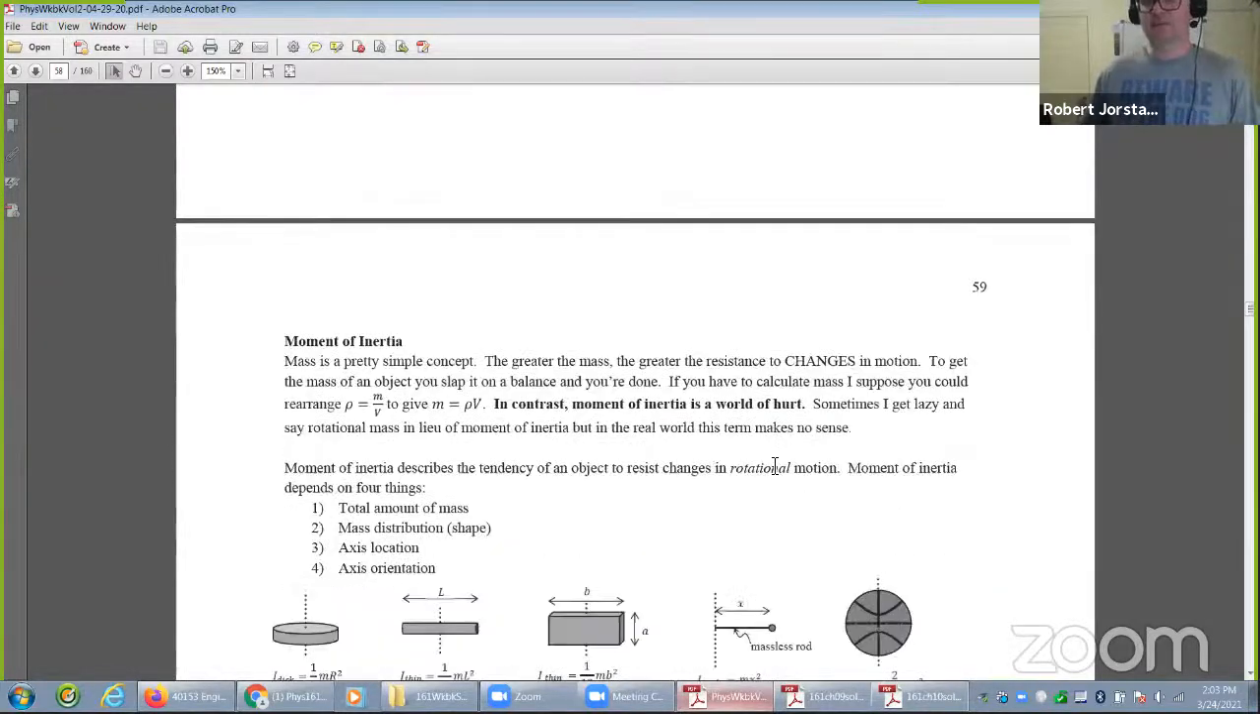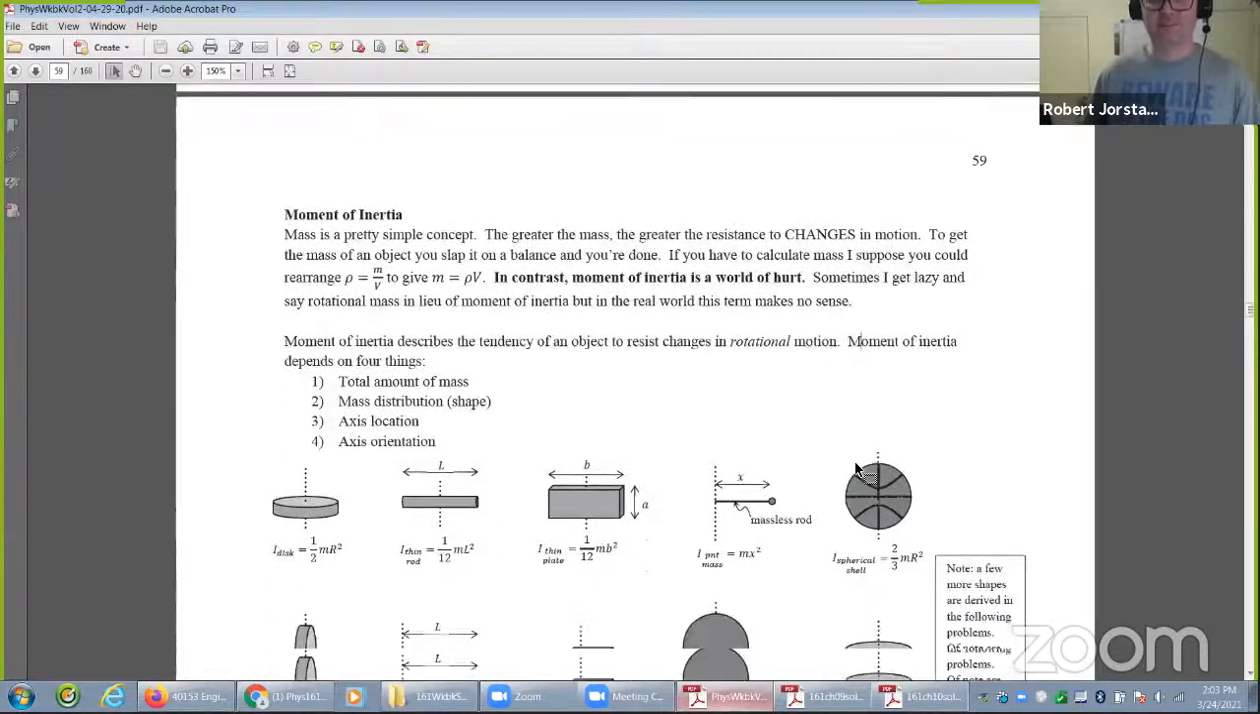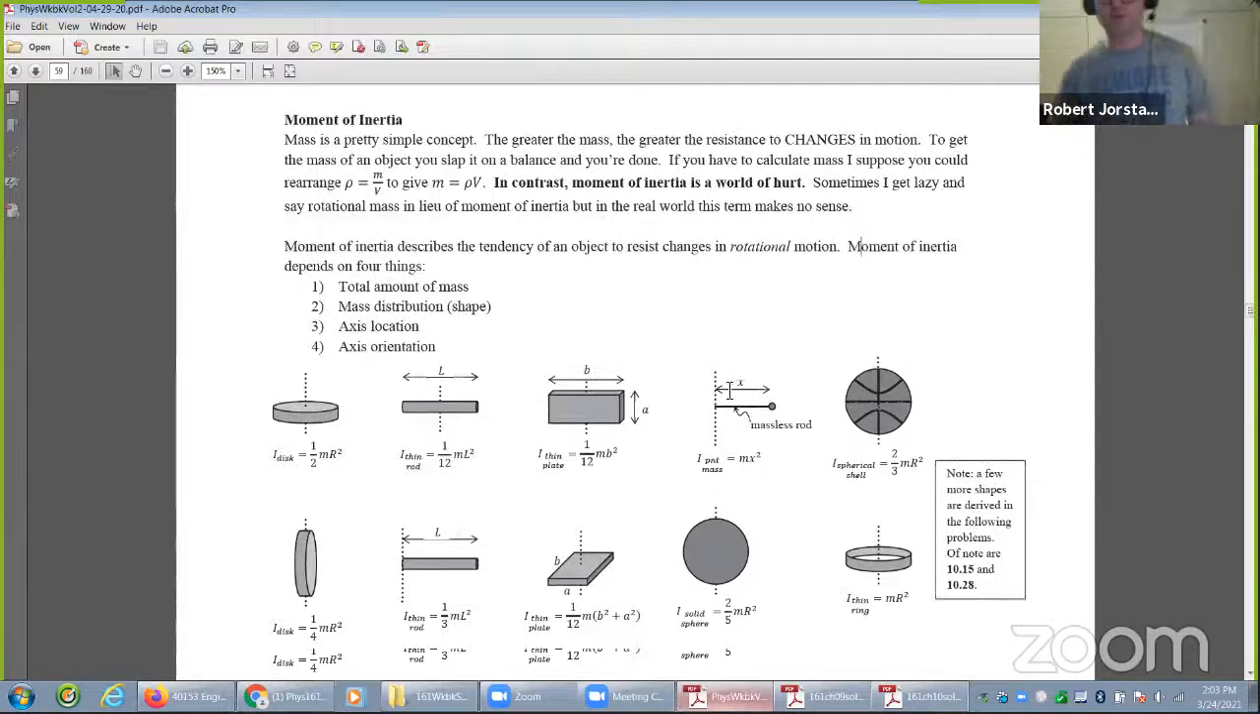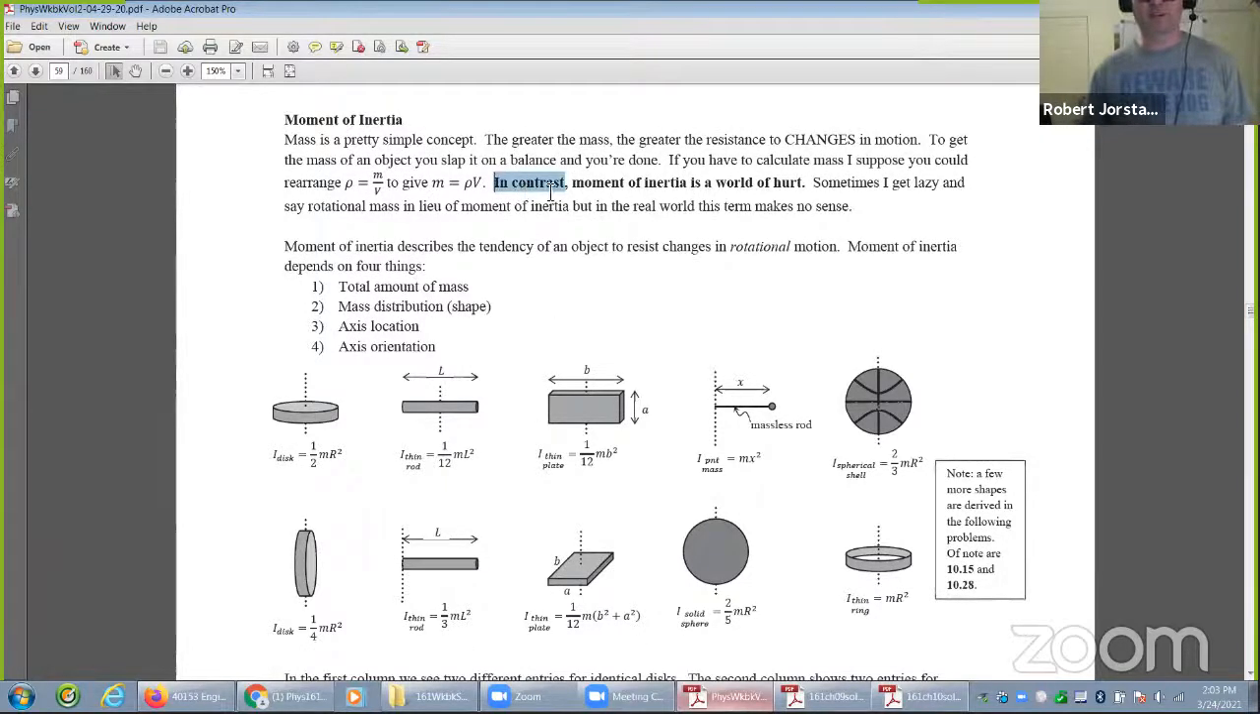Now, this is to foreshadow. All right, so we are not going to have time to pick this up now, but maybe we'll try one problem and show you. I just want to point out this one sentence. Moment of inertia is a world of hurt. Okay? I can't say it any shorter than that. Mass is pretty simple. It's just put the thing on a balance. What does the number say?